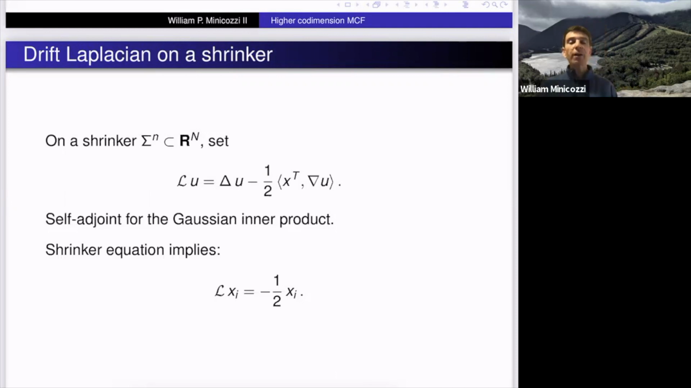If my shrinker was a minimal submanifold of the sphere, then the position vector on a sphere is actually normal to the sphere. So this second term, the first order term, goes away, and it just becomes a Laplacian. Okay, so this interpolates between those two operators. And now, again, the shrinker equation tells me that the coordinate functions are, again, eigenfunctions for the drift Laplacian on any shrinker. On a minimal submanifold of the sphere, this says the coordinate functions are Laplace eigenfunctions. Okay, but for any shrinker, I get this with the drift equation.